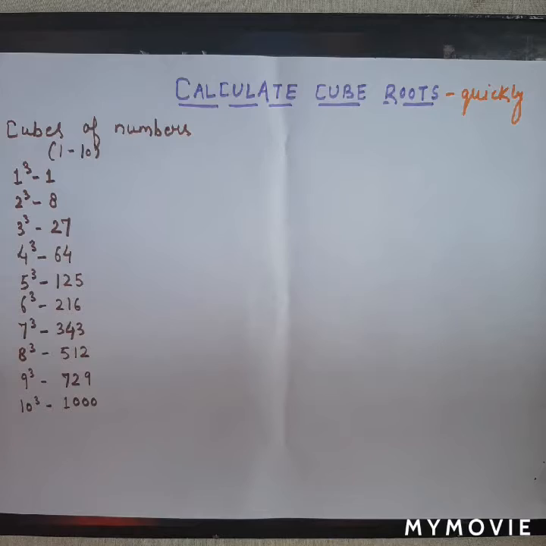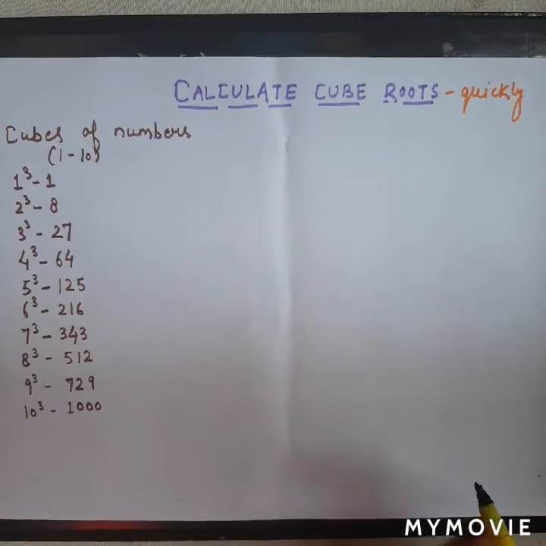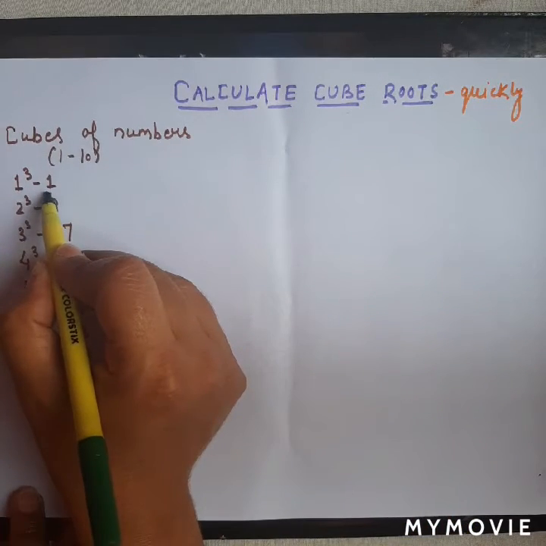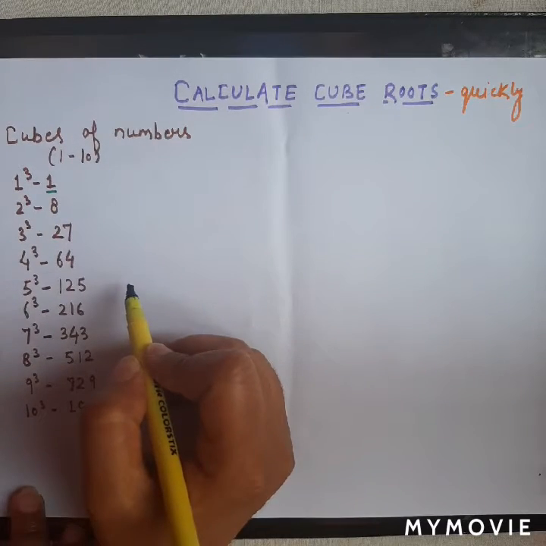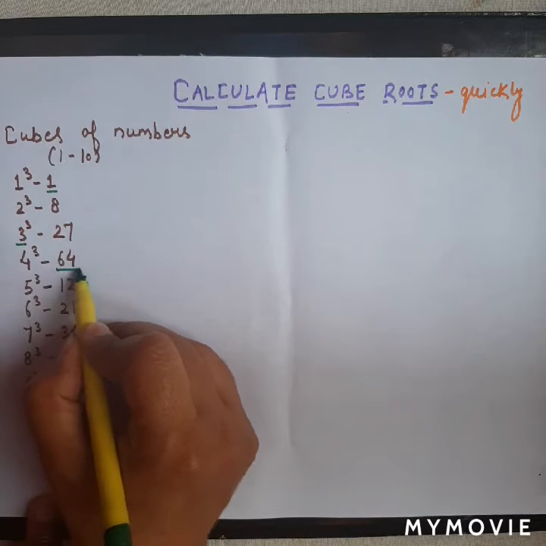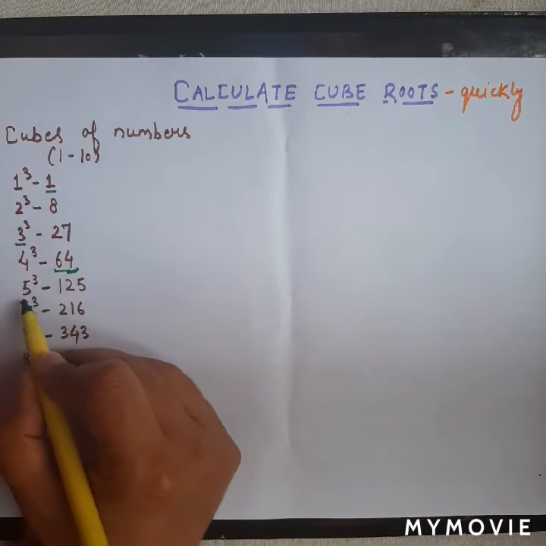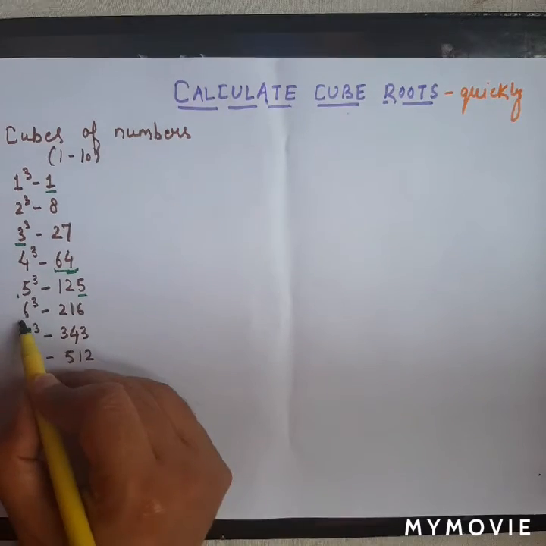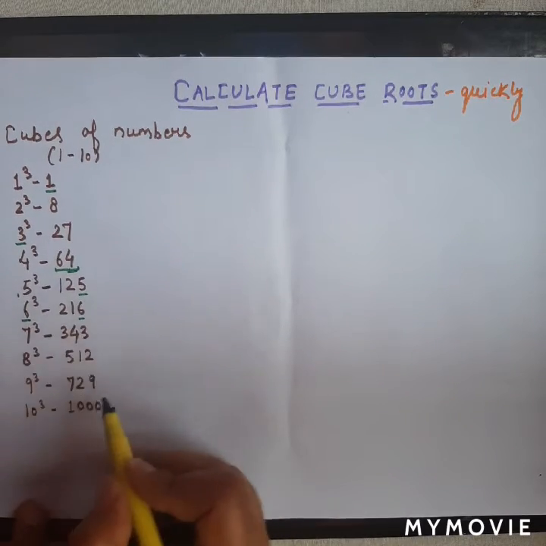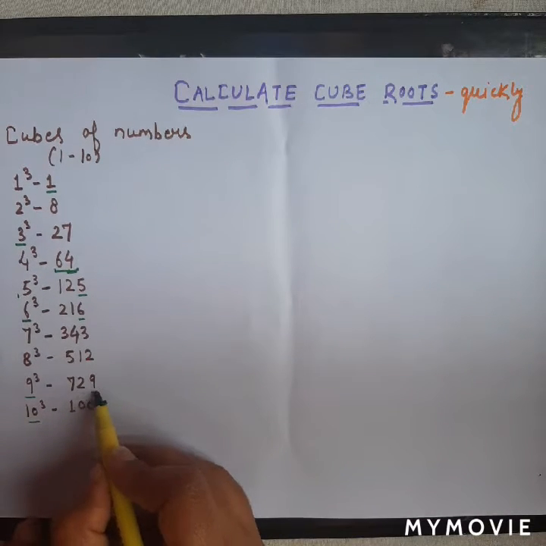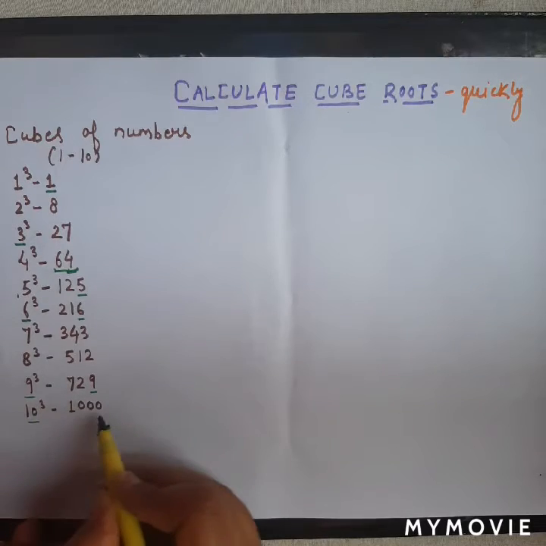Before delving into the topic, I would like to bring to your consideration that the cube of 1 has unit digit 1. The cube of 4 has unit digit 4. The cube of 5 has unit digit 5. The cube of 6 has unit digit 6. In the same way, the cubes of 9 and 10 have the unit digits 9 and 0.